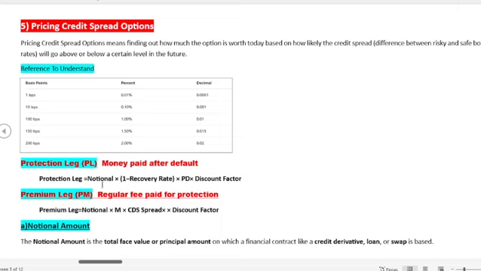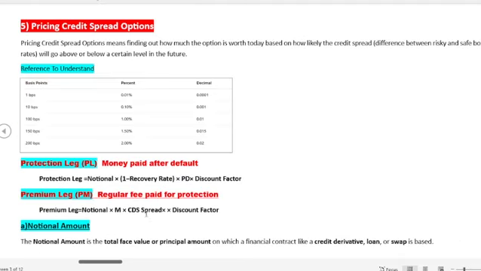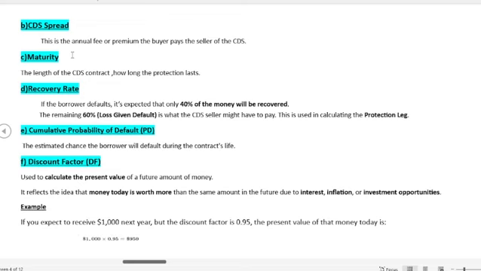So let's see what the notional is. The notional amount is the total face value or principal amount on which the financial contract, like a credit derivative, loan or swap, is based. The actual amount of any asset is known as the notional amount, simply the principal amount. Okay, next we have B, CDS spread. This is the annual fee or premium the buyer pays. The buyer pays whom? The buyer pays the seller of the CDS.